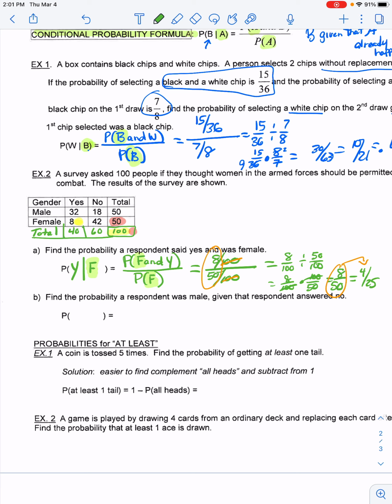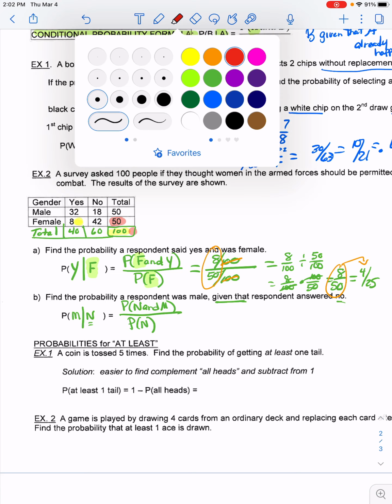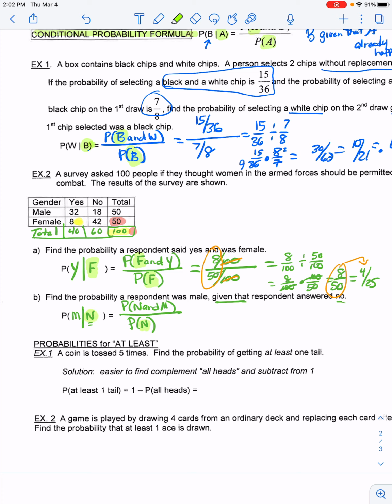Find the probability a respondent was male given that the respondent answered no. All right, so we have male given that they answered no. So we'll go probability of, and remember the pattern, no and male divided by the probability of no. So again, follow the ands here, here, and here. There's a pattern to it. So here we go. No and male.